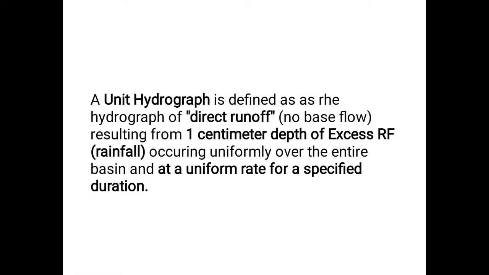And 1 centimeter is just a standard assumption. Excess rainfall is what remains after all losses, after all absorption and infiltration, when the ground gets saturated. Then we can get the runoff or the surface runoff, occurring uniformly over the entire basin and at a uniform rate for a specified duration.